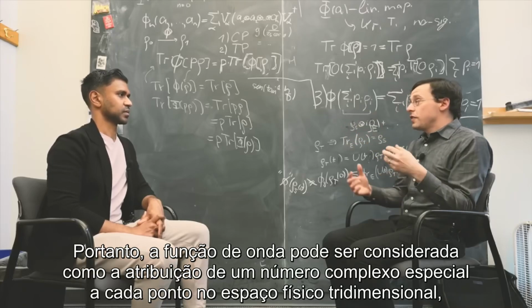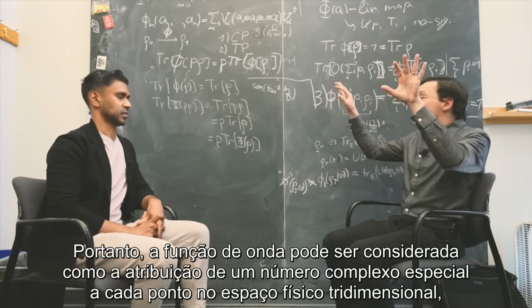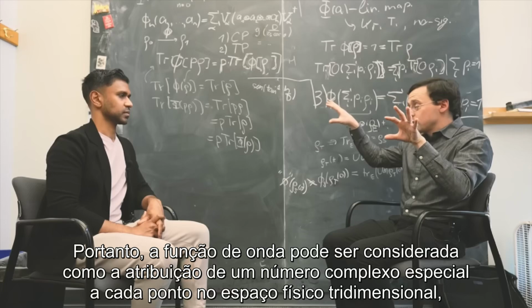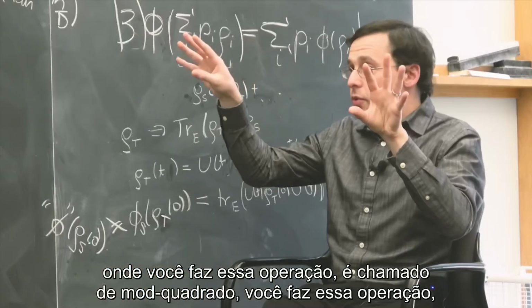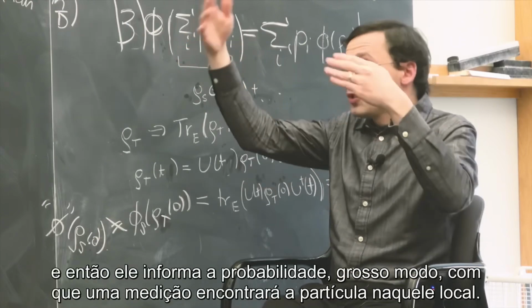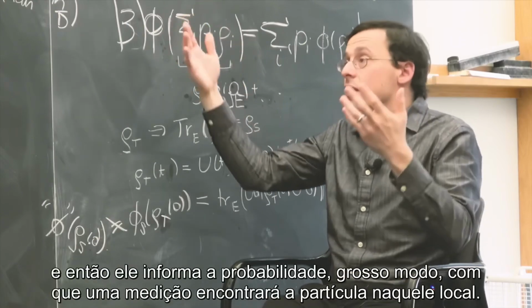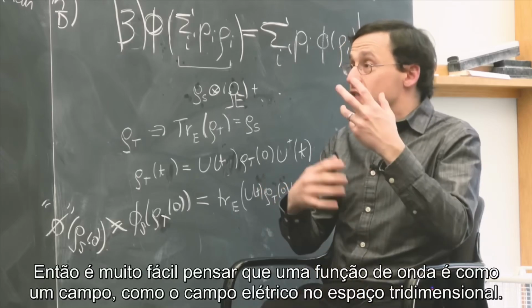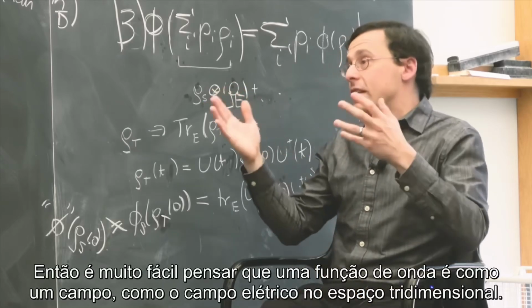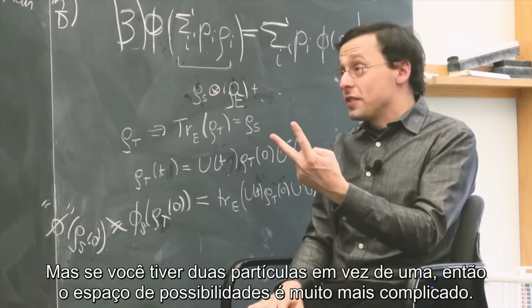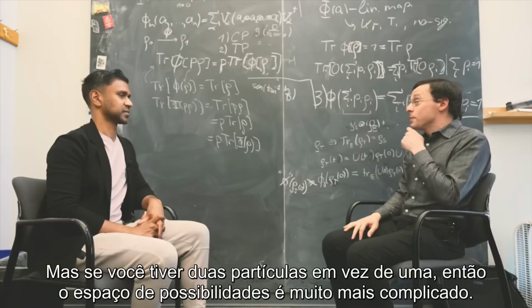spot. So the wave function can be thought of as the assignment of a special complex number to every point in 3-dimensional physical space, where you do this operation. It's called mod squaring. You do this operation, and then it tells you the probability, roughly speaking, with which a measurement will find the particle at that location. So it's very easy to think that a wave function is like a field, like the electric field in 3-dimensional space. But if you have 2 particles instead of 1, then the possibility space is much more complicated.